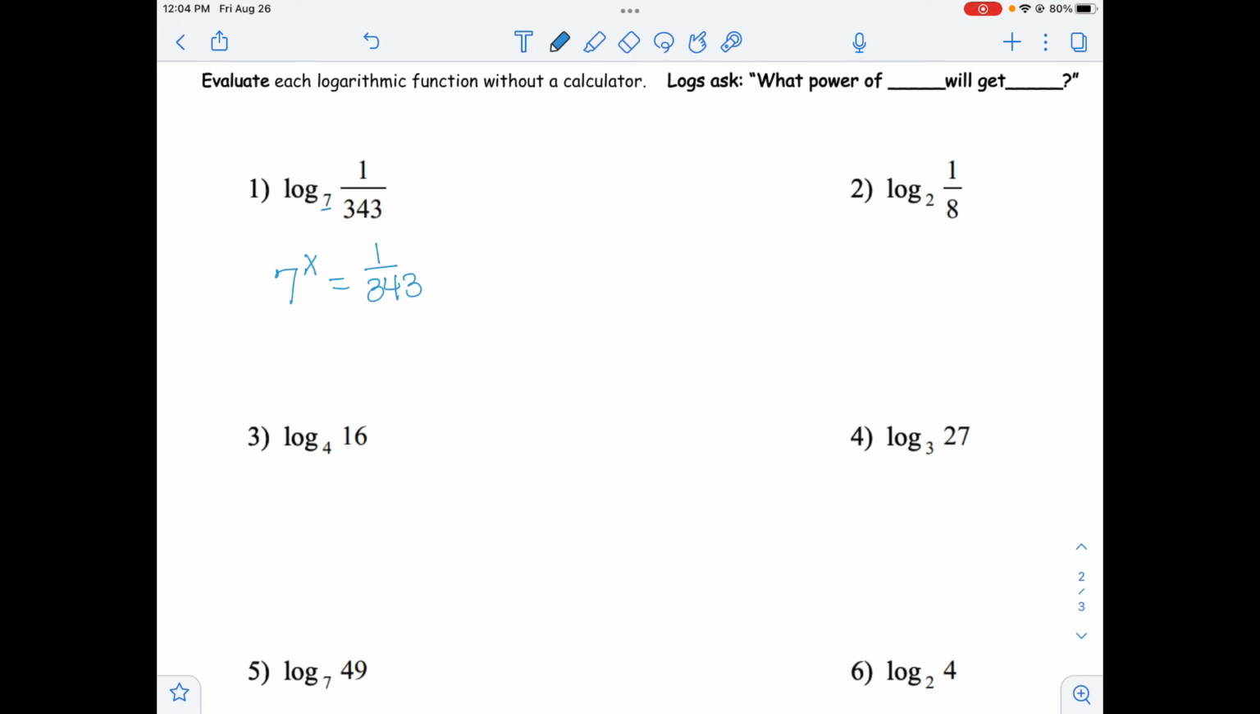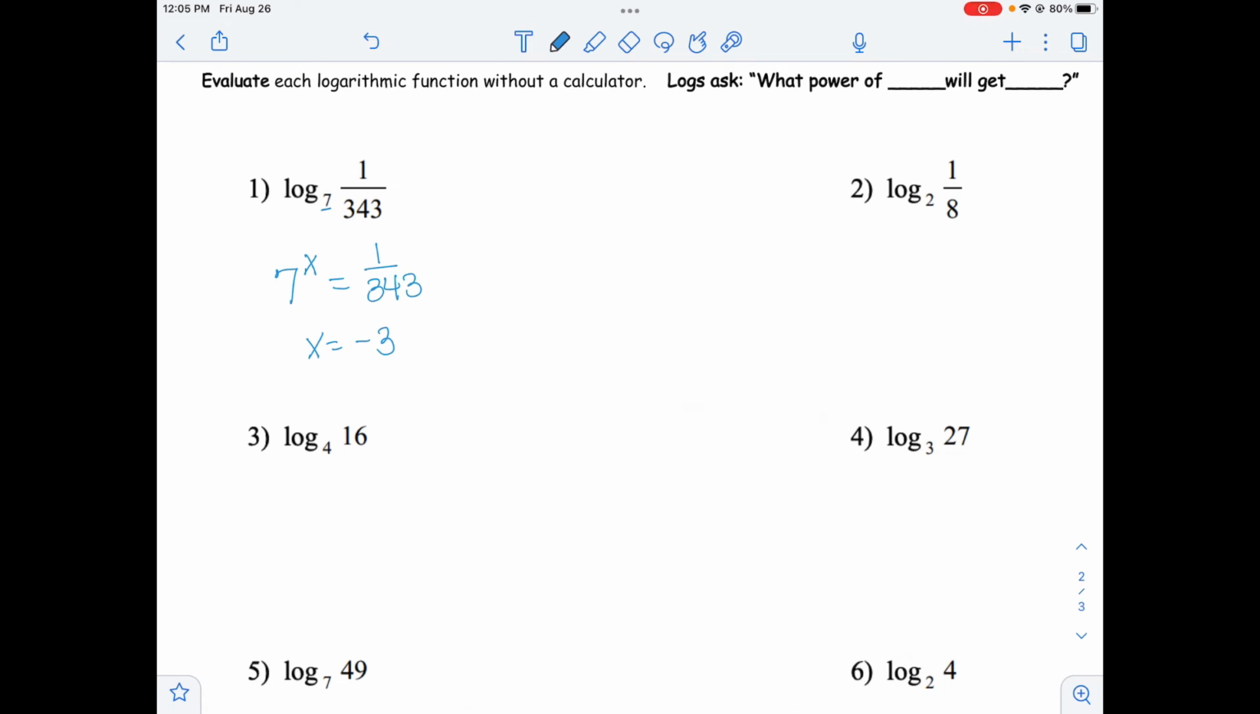So if you know your powers and you know how to do quick multiplication, you could say, well, I know it's a negative, and I know 7 times 7 is 49. 49 times 7 is 343. So that means that x, the power, has to be negative 3.